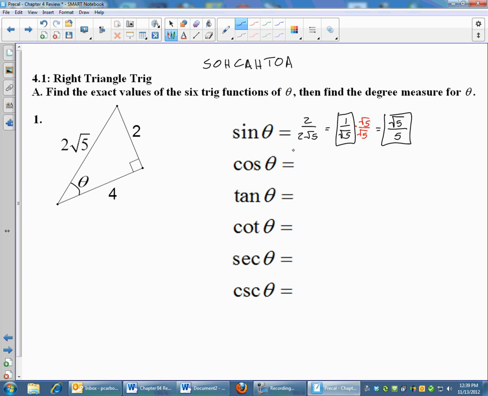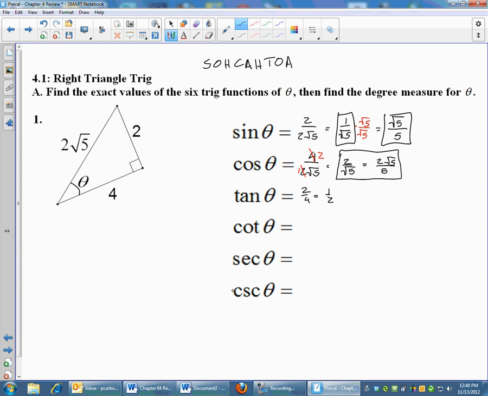Okay, so cosine is adjacent, which is 4, over the hypotenuse, which is 2 root 5. On this one, I will reduce: 2 and 4 cancel to 1 and 2. So this thing cleans up to 2 over the square root of 5. Or if you rationalize that, it will be 2 root 5 over 5. Either one is fine with me. Tangent is opposite over adjacent, so opposite 2 over adjacent 4, 2/4, which reduces to 1/2.